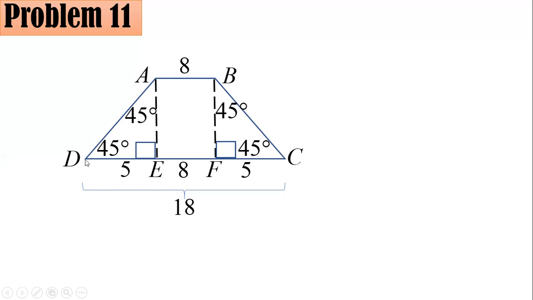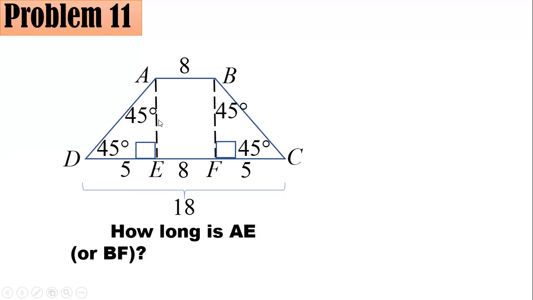So this is a 45-45-90 triangle, or an isosceles right triangle. And in an isosceles right triangle, the two equal sides are what we call legs. So if this is a leg, this is also a leg. So AE and BF should also both be equal to 5.